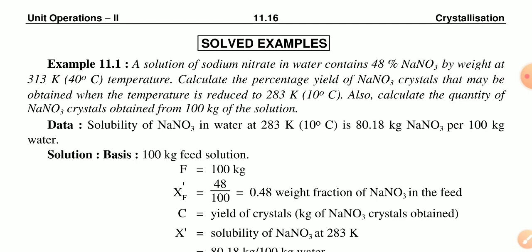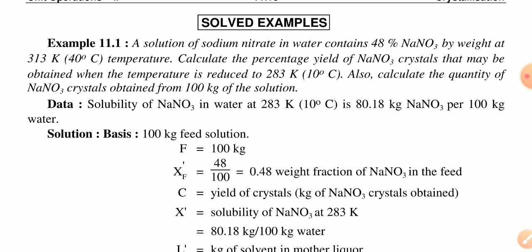Okay, let us start example number 11.1, calculation of a crystal yield. A solution of sodium nitrate in water contains 48% NaNO3 by weight at 313 Kelvin, that is 40 degrees Celsius. Calculate the percentage yield of NaNO3 crystals that may be obtained when the temperature is reduced to 283 Kelvin, 10 degrees Celsius. Also calculate the quantity of NaNO3 crystals obtained from 100 kg of the solution.